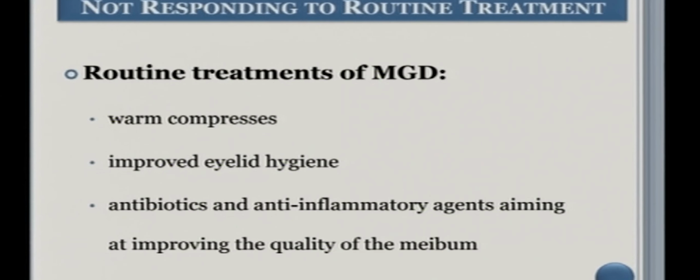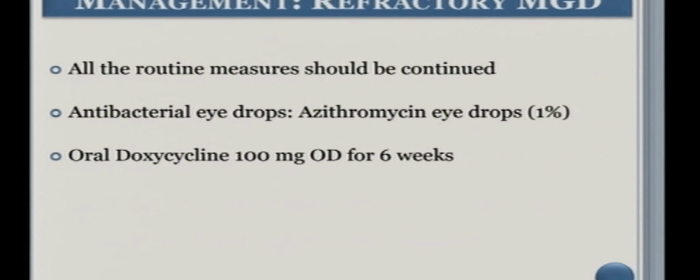So if you have an MGD which is not responding to your routine treatment, you can consider it a refractory MGD. Now, what is the routine treatment of MGD? Well, if you examine the lid margin and see heaped up secretions, obviously you initially start with warm lid compresses and then a little bit of lid massage that can be done by various methods. And you give some anti-inflammatory agents to take care of it. So if all these routine measures don't work, then you go further.